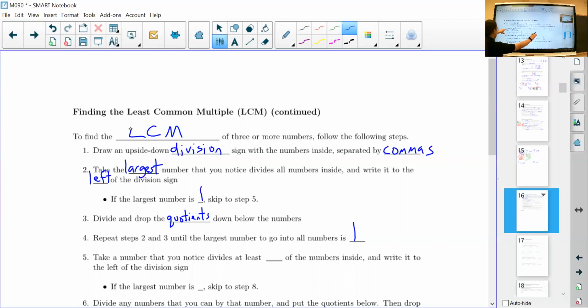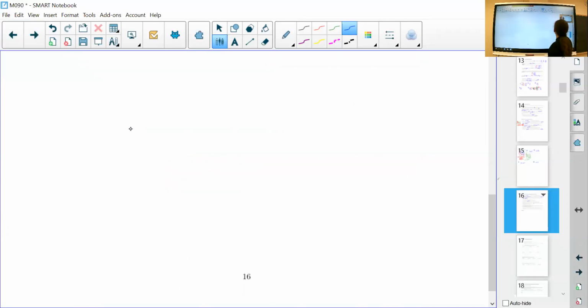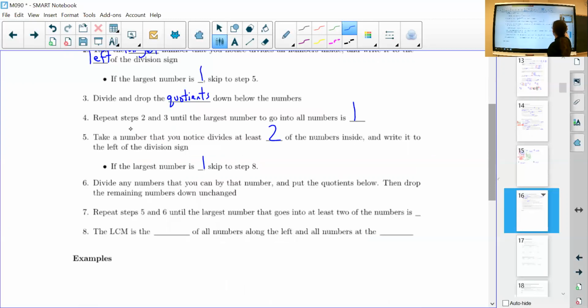Once you're done with that, or maybe you skipped there straight from step 2, you're on step 5, and now we're going to take a number that divides at least 2 of the numbers inside. Maybe it divides 3 of the 4 numbers inside, but it needs to divide at least 2 of them. Write it to the left of the division sign. We're going to be a little careful here. This part's a little different. We are going to divide any numbers that you can that work out evenly by that number, put the quotients below, and then drop the remaining numbers down unchanged.